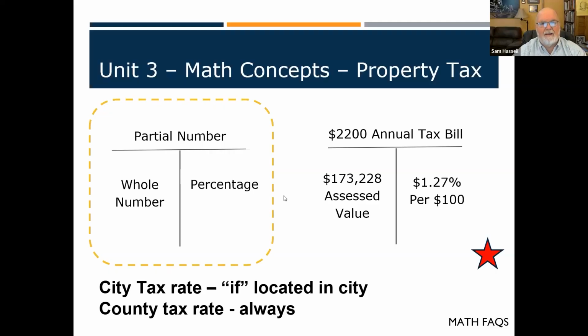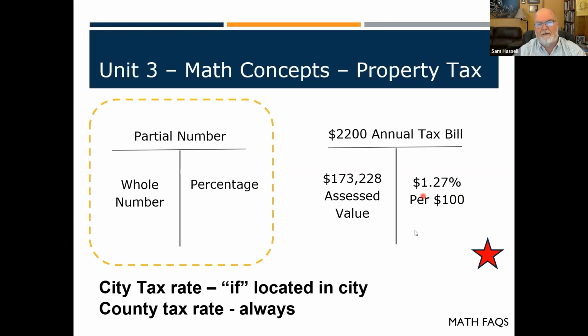Okay. This is what we were talking about a little earlier. They're going to give you an annual tax bill. The annual tax bill would be our partial number up here. The annual tax bill is going to be our partial number. So if this is 2,200, like it is over here, and our assessed value is 173,228, if I divide this, it's going to give me what, 0.0127?